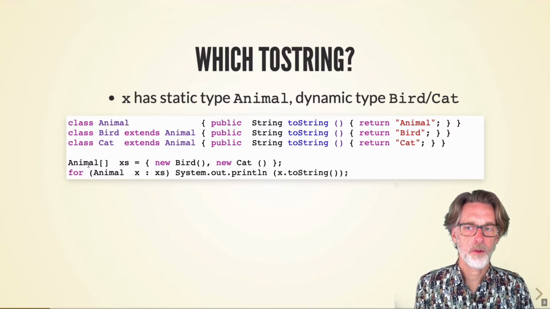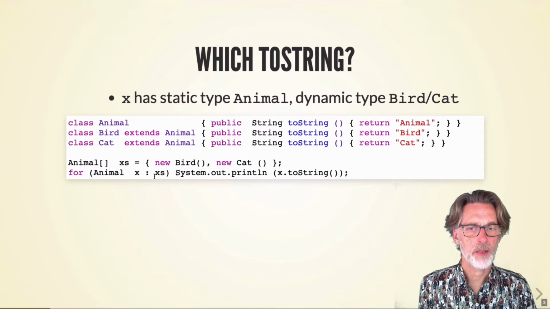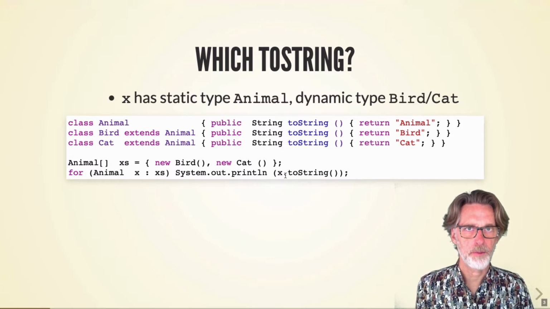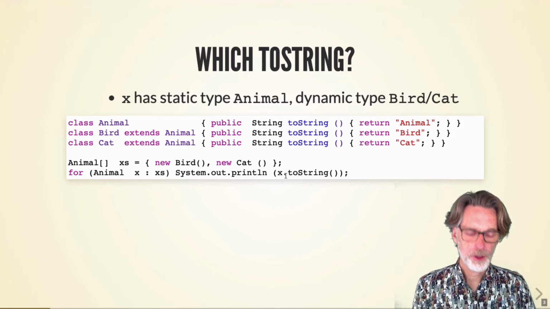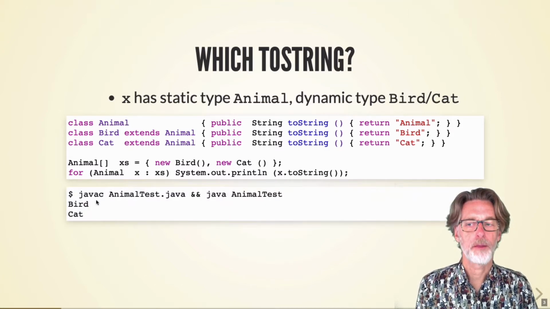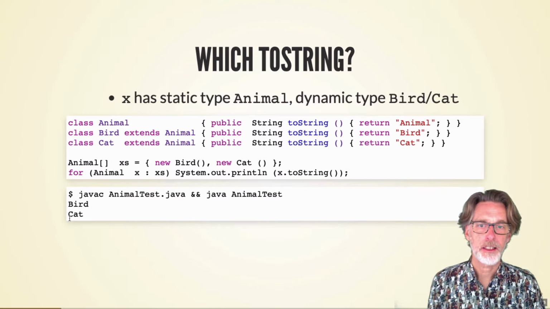I can create an array of animals that includes a bird and a cat, then iterate through those animals and ask them to print themselves. The question is, what do I get? In Java, the answer is going to be bird and cat.